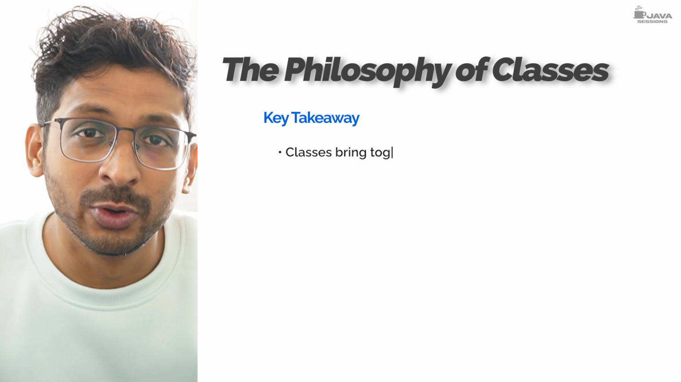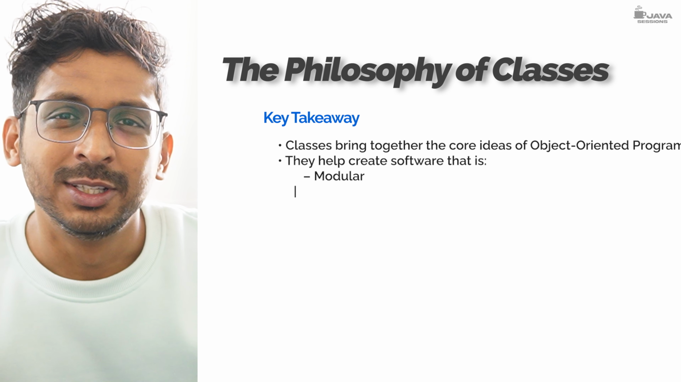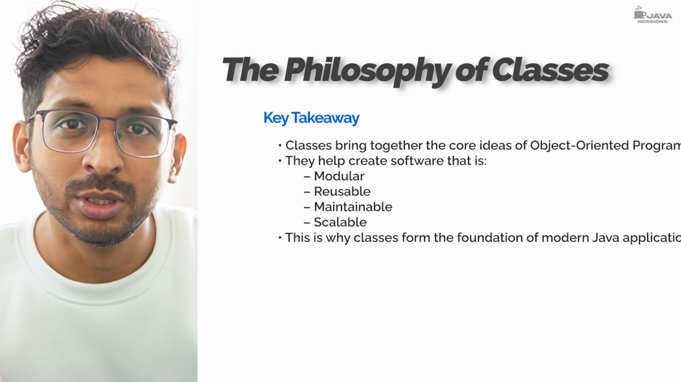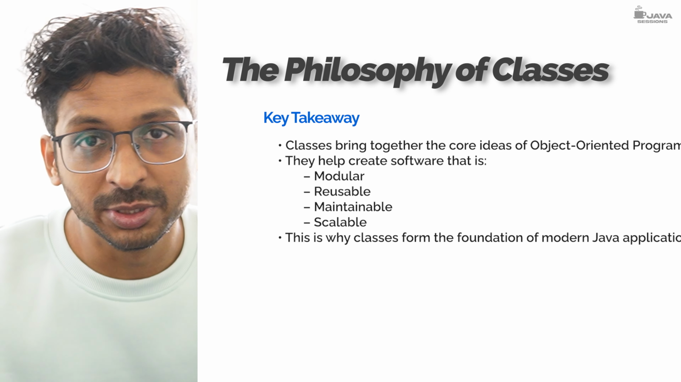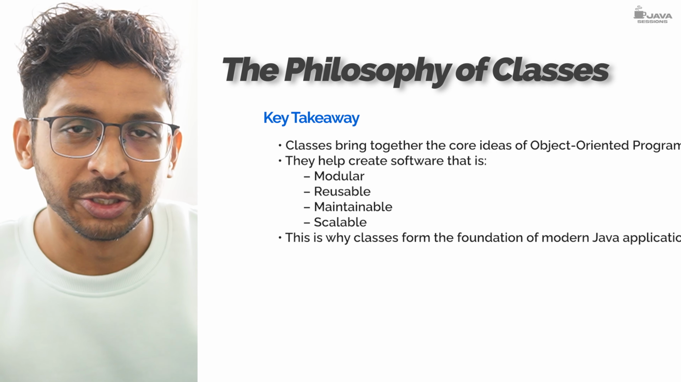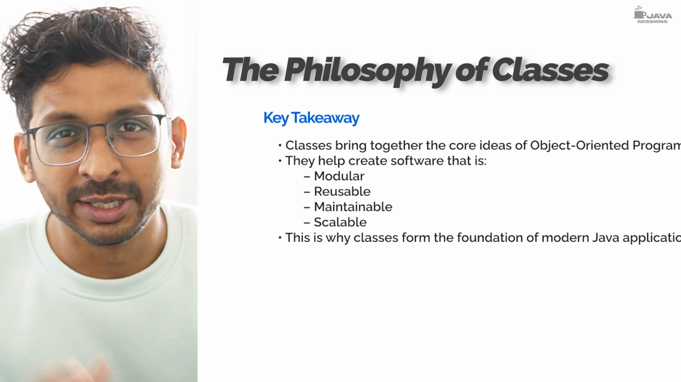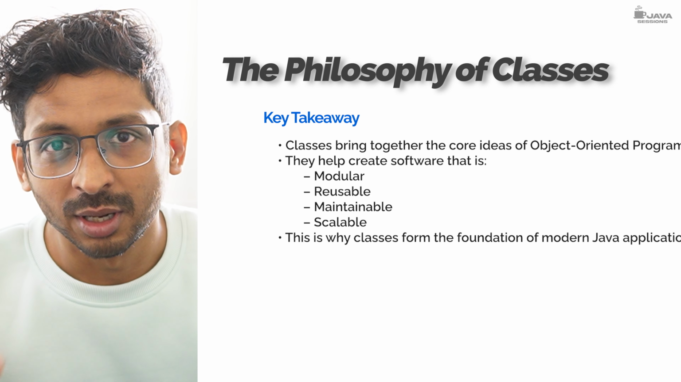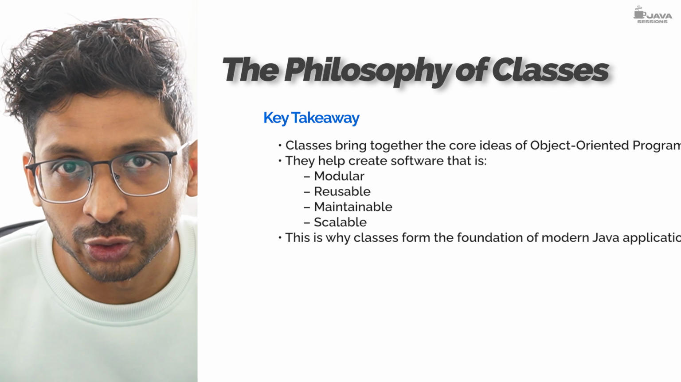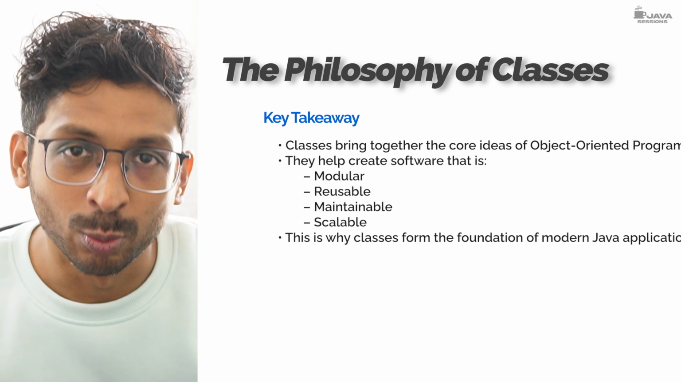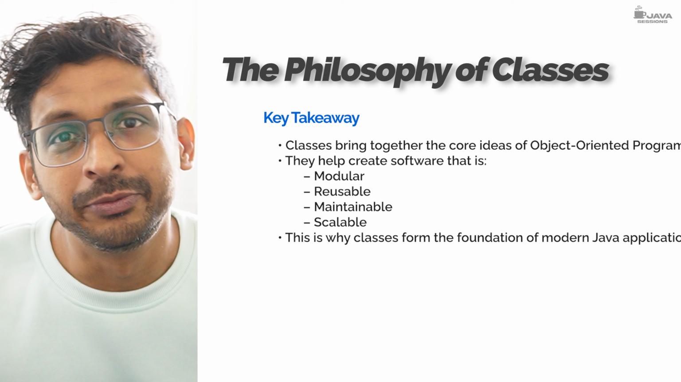To sum it up, the philosophy of using classes is more than just syntax. It's about creating a clean, modular, reusable, and extensible system. By aligning with the object-oriented principles like encapsulation, abstraction, inheritance, and polymorphism, classes empower developers to write software that is easy to build today, easy to maintain tomorrow, and ready to scale in future.